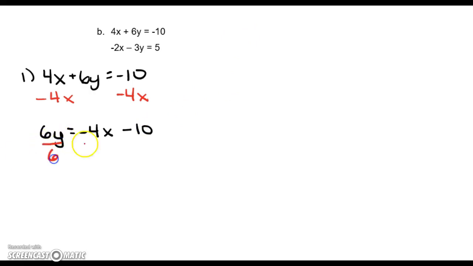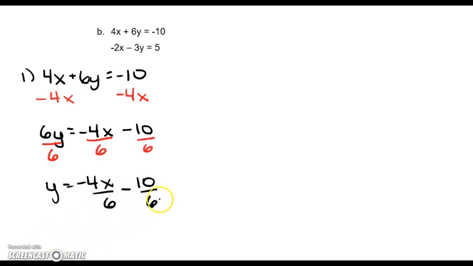Then I'm going to divide by 6 to each term. And we can leave this as reduced fractions. So we have y is equal to -4x over 6 minus 10 over 6. And if I'm leaving it with fractions, I want to make sure I'm careful that these are all reduced fractions. That way I can easily see if my slopes are the same and if my y-intercepts are the same. So I can reduce this first fraction by a factor of 2 to get -2x over 3. And I can reduce our second fraction here by the same factor to get -5 over 3.